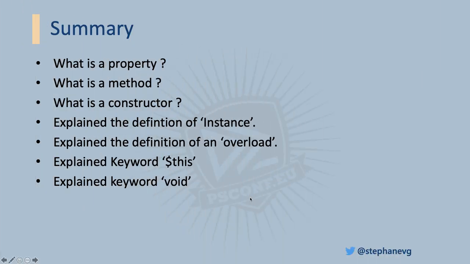So if we sum this up until now, we've actually learned and understood what a property actually is. We've learned what a method is. We know that the method should have a return type. Property should be declared with their type in front. But PowerShell allows us to have this flexibility to not put them in front. We've talked about constructors, overloads of constructors.